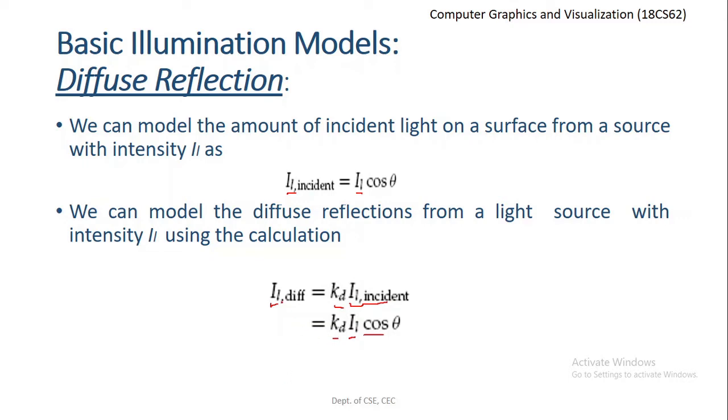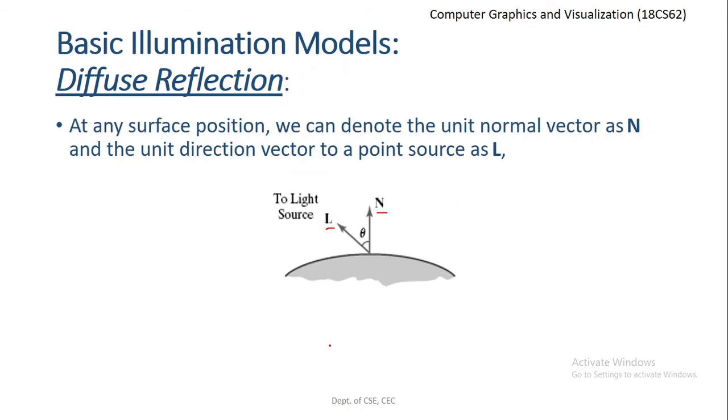So what is the equation? The amount of diffuse reflection from a light source with the intensity IL is given as the diffuse reflection coefficient KD times IL, where IL is the intensity of the incident light, times cos theta, where theta is the angle between the vector n and the vector L.